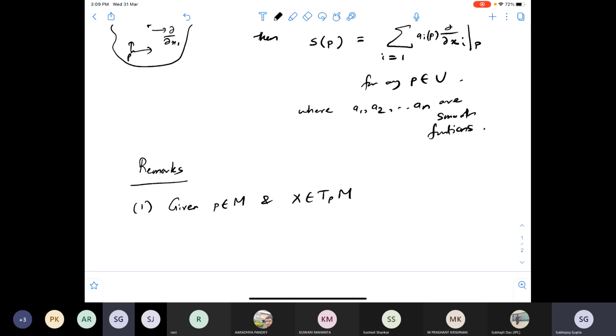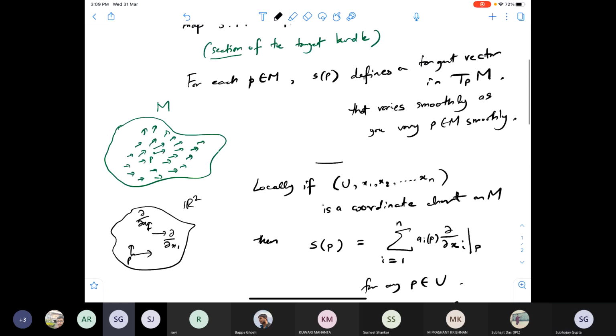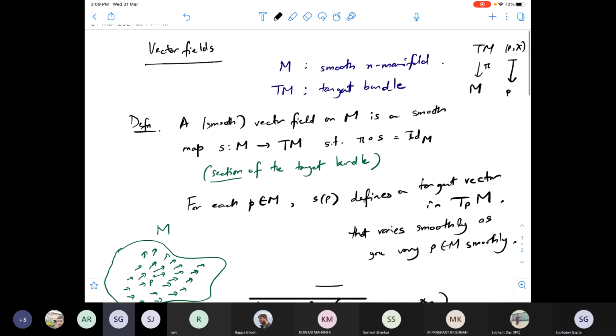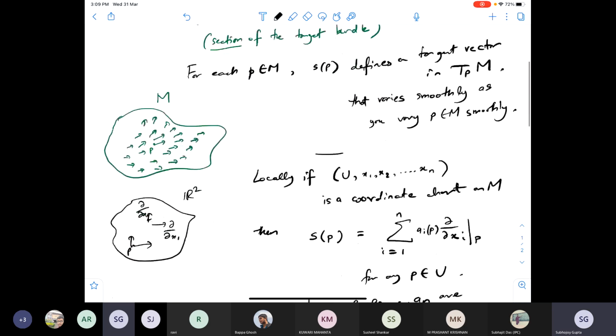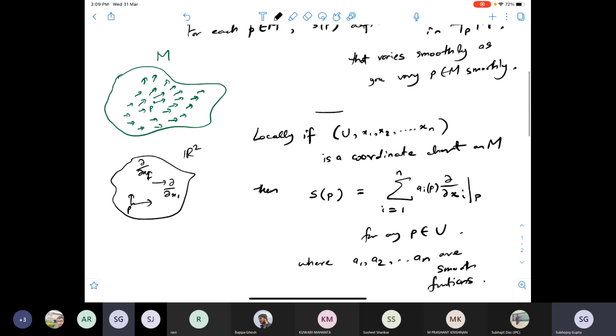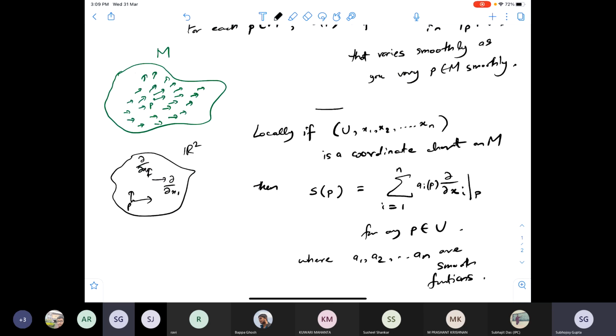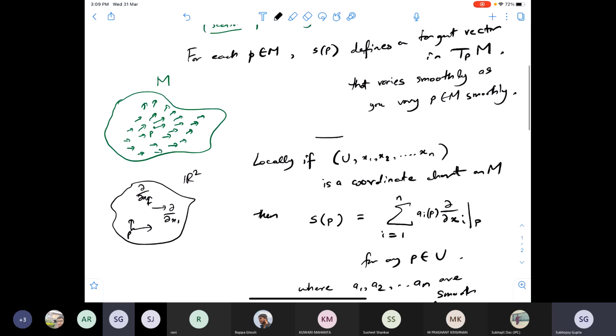Sir, S is a map into TM, right? Yeah, that's right. Then the coordinates should be like P comma something, P comma vector V, isn't it? Yeah, that's right. So that P, I'm not writing it here. You're absolutely right.